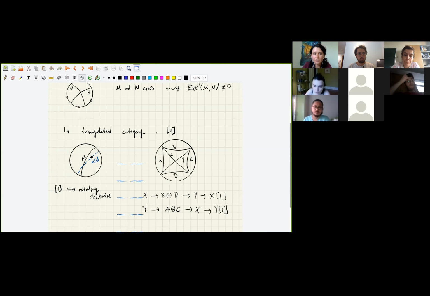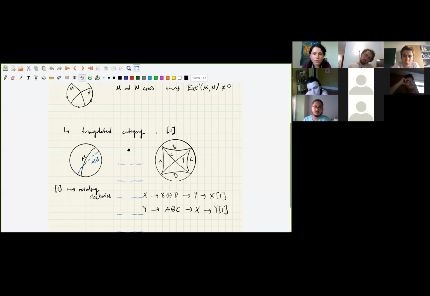We have a shift functor, basically shifting the arc clockwise. And then the triangles are explicitly captured by just looking at these types of configurations. They can write down all the triangles in this discrete cluster category.